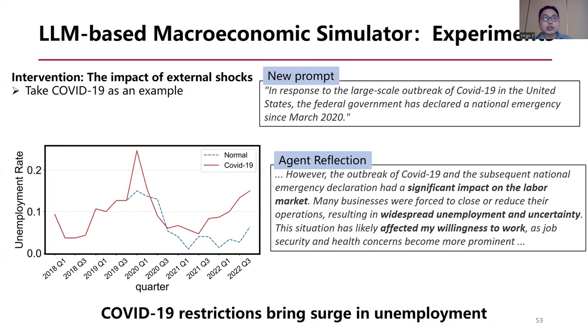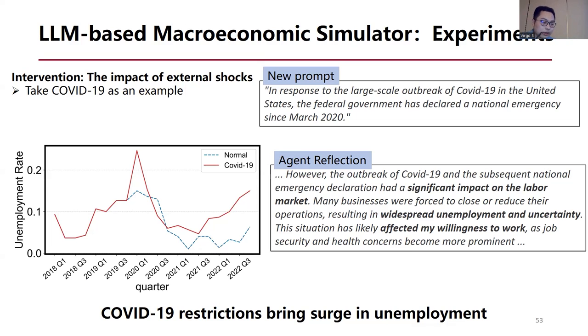We also conduct an intervention experiment. As we know, COVID-19 is a very big external shock for the economic system, so you can consider it as a kind of intervention in the simulation stage. We use real world data from a very long period before and after COVID-19, and we use a prompt to notify the agents about COVID-19, and observe the agents' further responses and the changes of the whole system.